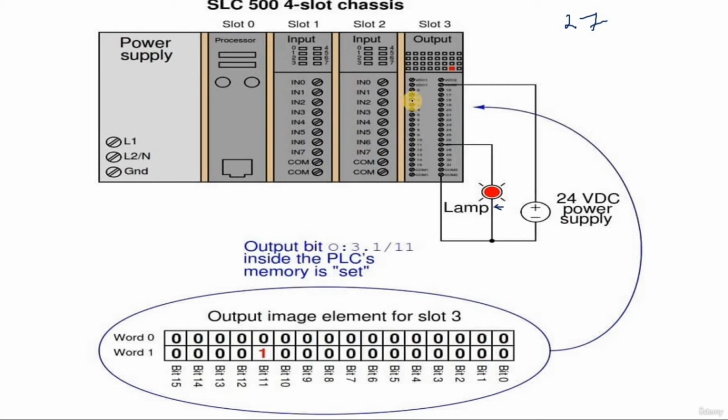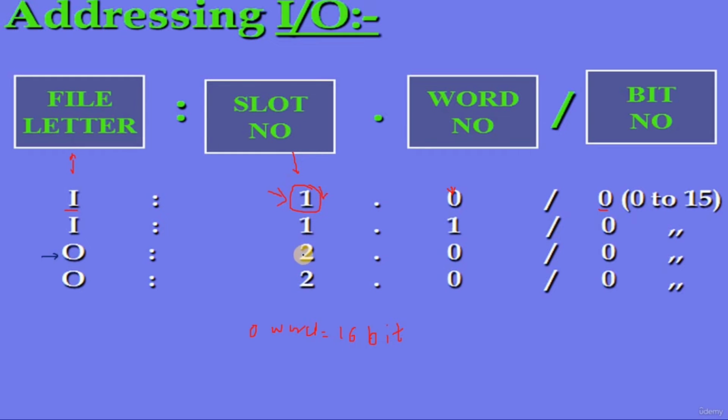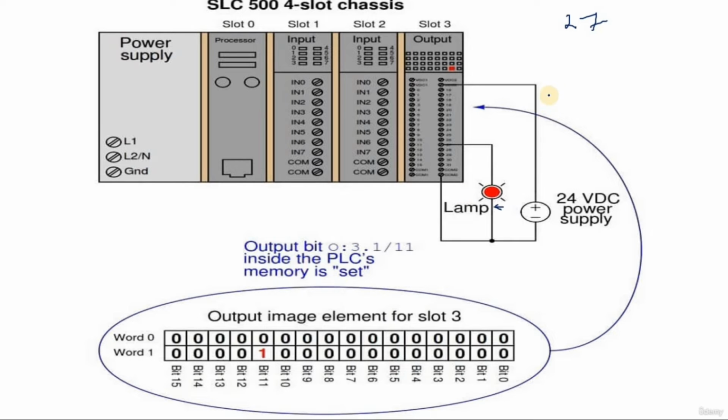So here I have mentioned the 2. But right now you can see our output card is inserted in slot number 3. So instead of 2, here you can observe the 3. The slot number will change. Your address will be like this for the 27th number terminal: O colon 3.0/27. 27 means this is the address which we need to provide into the software. As and when you are thinking about the addressing, you have to focus on the slot number, right?